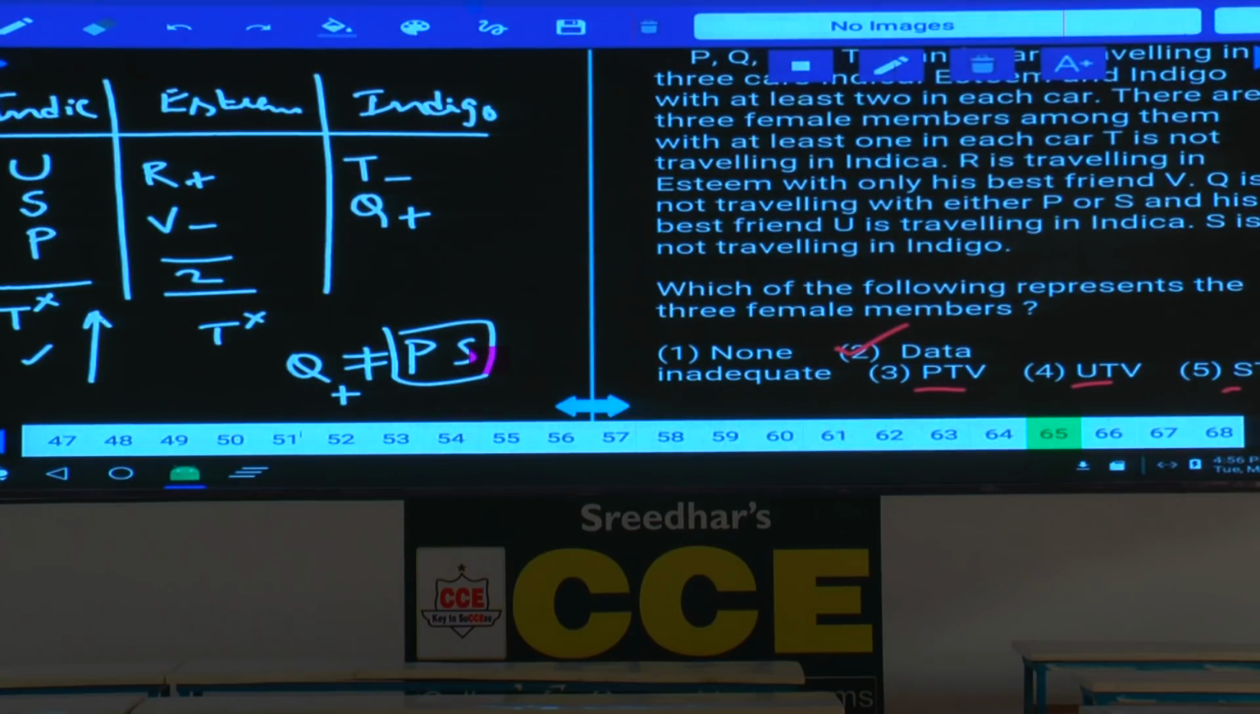Now this is about paper number 12120, question numbers 31 to 65. Done with this? Anything else left over in this paper?